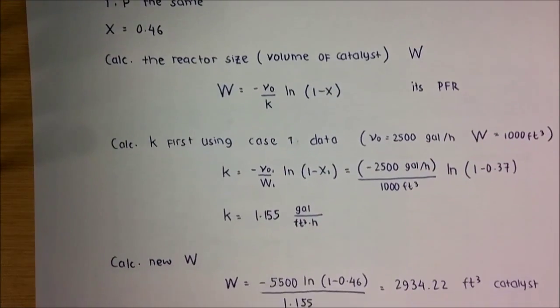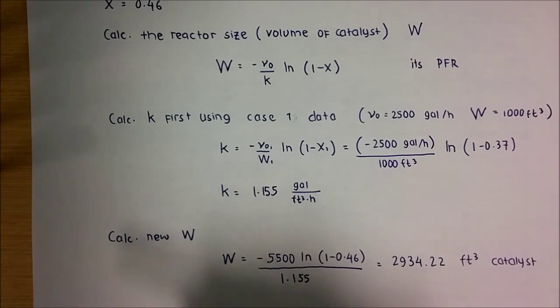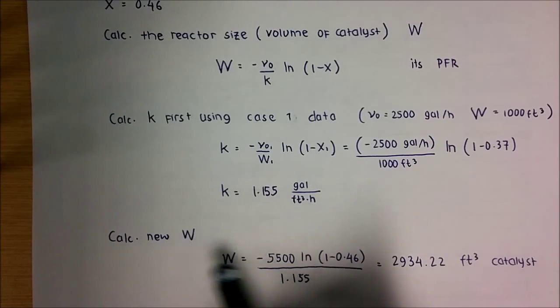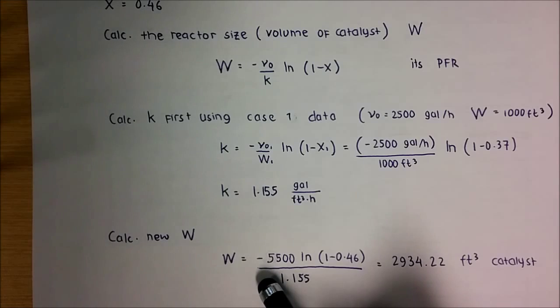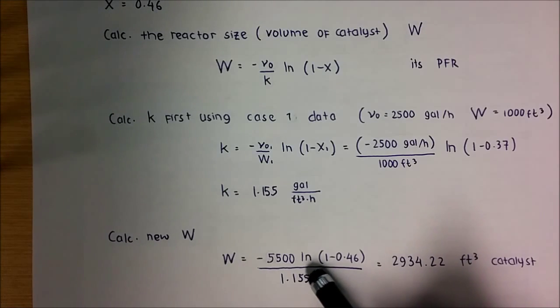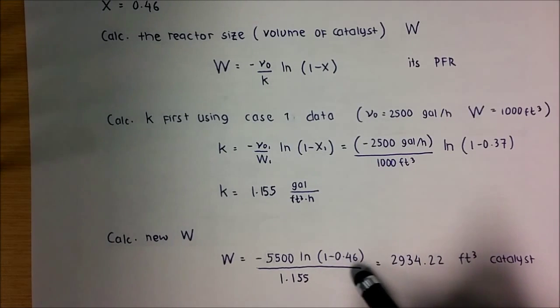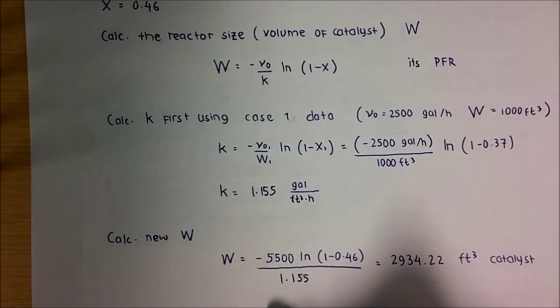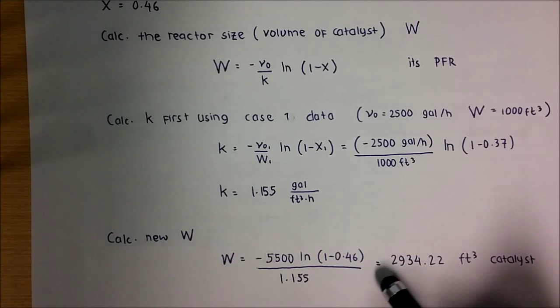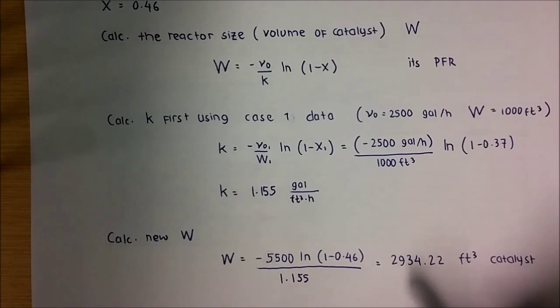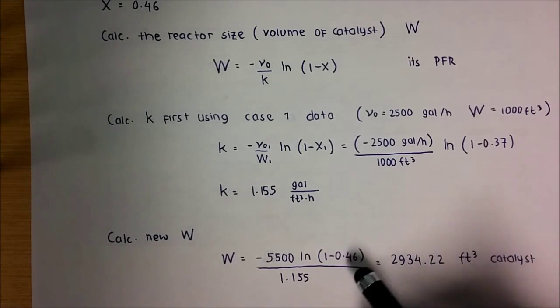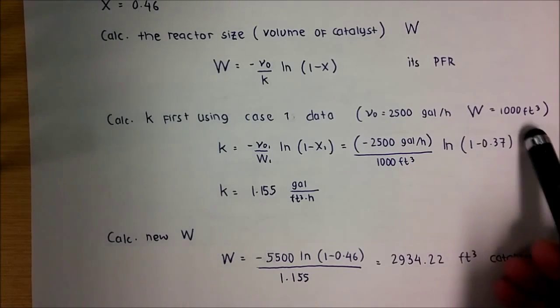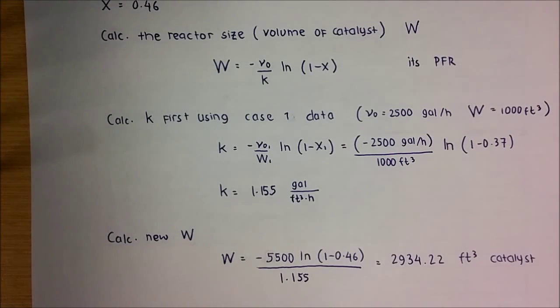And now we can easily calculate the new W, which is going to be equal to minus 5500 multiplied by ln(1 minus 0.46) over K, which is 1.155. We end up with a volume of catalyst of about 2934.22, which is much bigger than the volume of catalyst in case 1 and case 2.